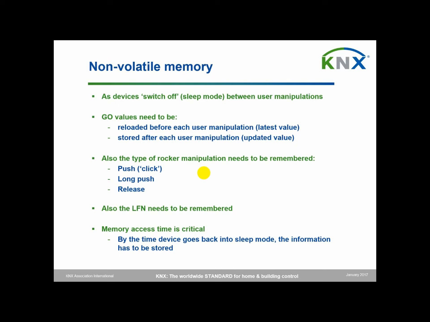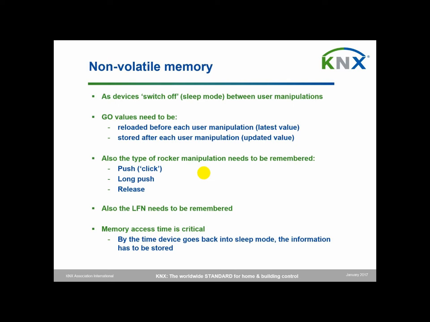Also, the type of rocker manipulation needs to be remembered. Was the last time the rocker was used with a short action, so just a click, or was it a long action, so a push? Or was it releasing the button? That could also be a type of manipulation. So we have to distinguish 3 types of rocker manipulation here. Also, the LFN, the data link layer frame number, needs to be remembered. Also, that needs to be stored in the non-volatile memory.